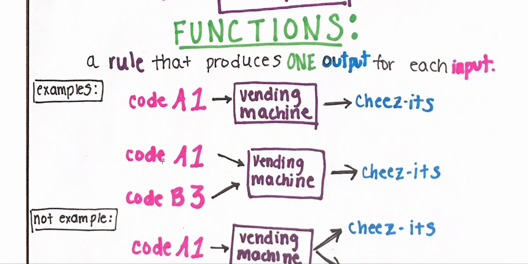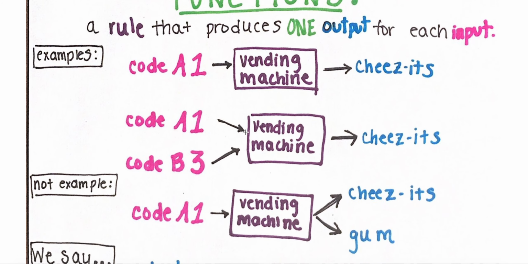Another example would be, say Cheez-Its are very popular, they might have two different rows of Cheez-Its. So A1 gets you Cheez-Its or B3 gets you Cheez-Its. So I could code in A1 or I could code in B3, which either button I press, my vending machine is going to produce Cheez-Its. This is a function because I still only get one output, that's Cheez-Its, for each input, either it being A1 or it being B3.